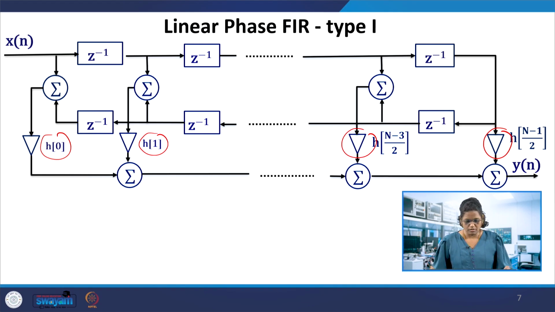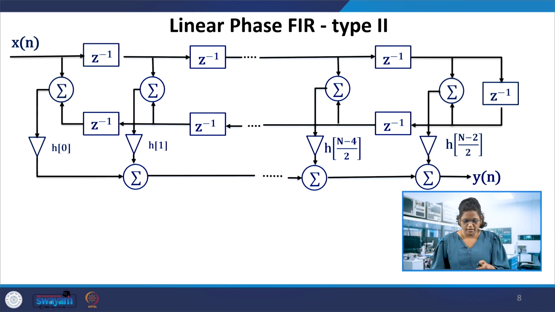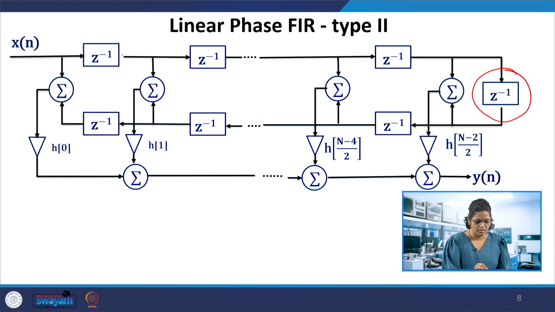So this gives type 1 and type 2. Similarly, the length of the filter would be one more. So this is going to be the delay; you can see the delay coming over here. If we have odd length and even length, type 2 is here, which has x of n and the delays, and similarly h of 0 and h of 1 are summed up here with the previous stage.